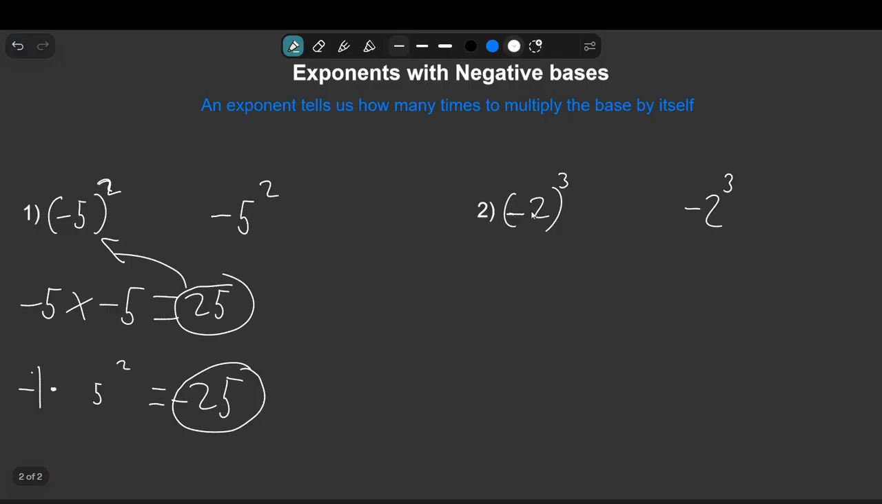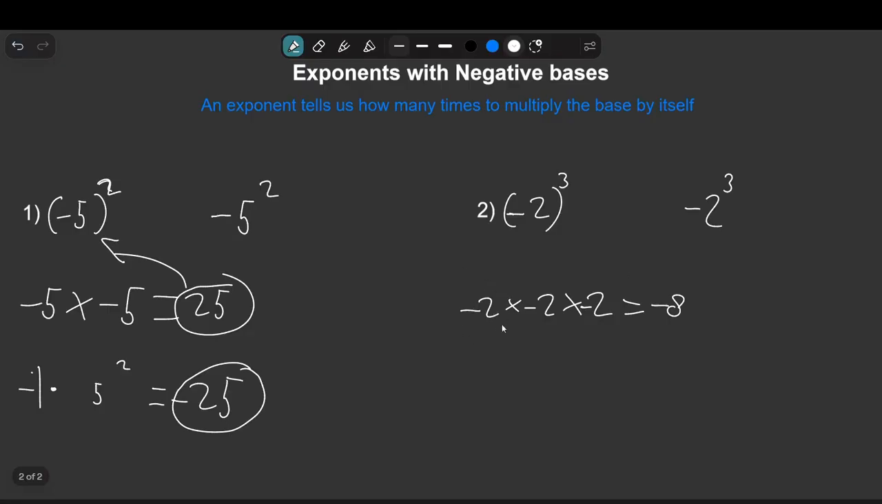This one shows us we have to do minus 2 times minus 2 times minus 2. This will give us minus 8. And again, if you're confused on why it is minus now, that's because we have done it 3 times.